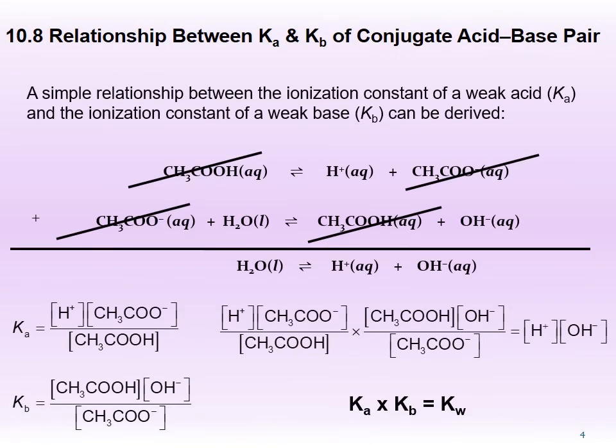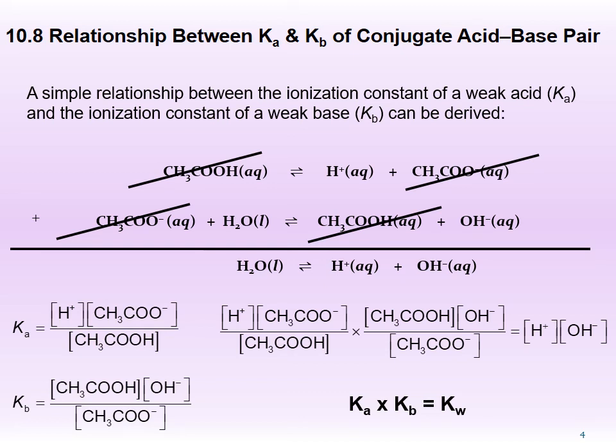A simple relationship between the ionization constant of a weak acid, Ka, and the ionization constant of a weak base, Kb, can be derived. For example, if we add the equation of the ionization of ethanoic acid to the equation of the ionization of its conjugate base, ethanoate, in water, then simplify by cancelling the identical species, ethanoic acid and ethanoate, we end up with water ionizing into hydrogen ion and hydroxide ion.